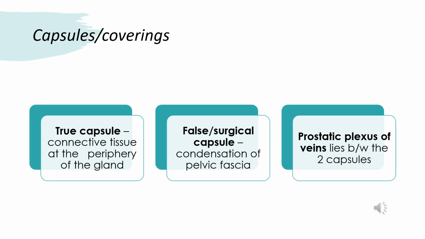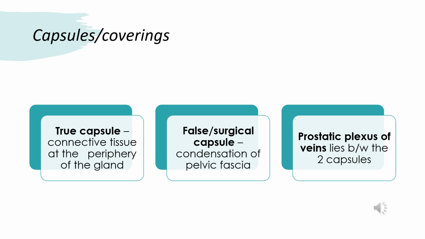Next important objective is about the coverings or the capsules of the prostate gland. The prostate capsules are two in number in the normal gland. The first one is the true capsule, which is formed by the condensation of the peripheral fibrous stroma of the gland, and hence this is very intimately related to the gland.